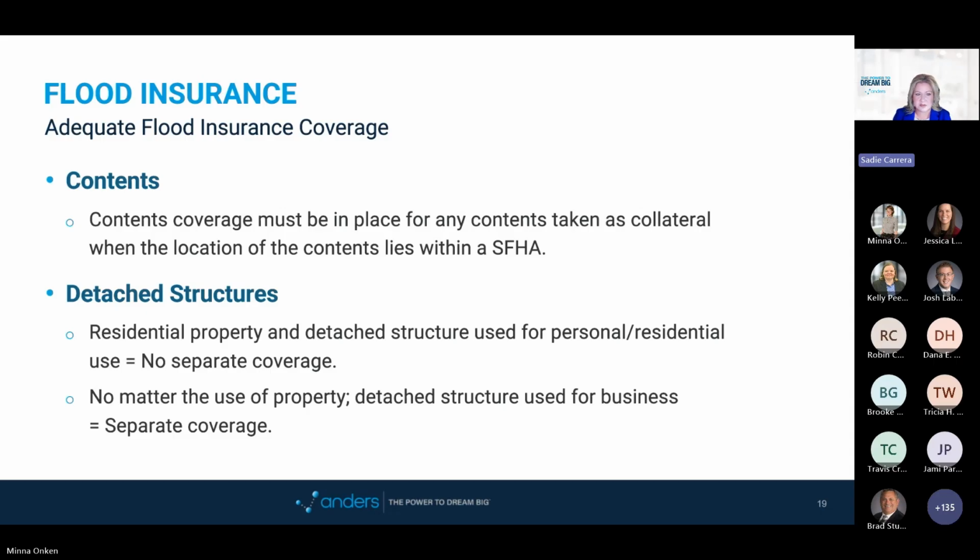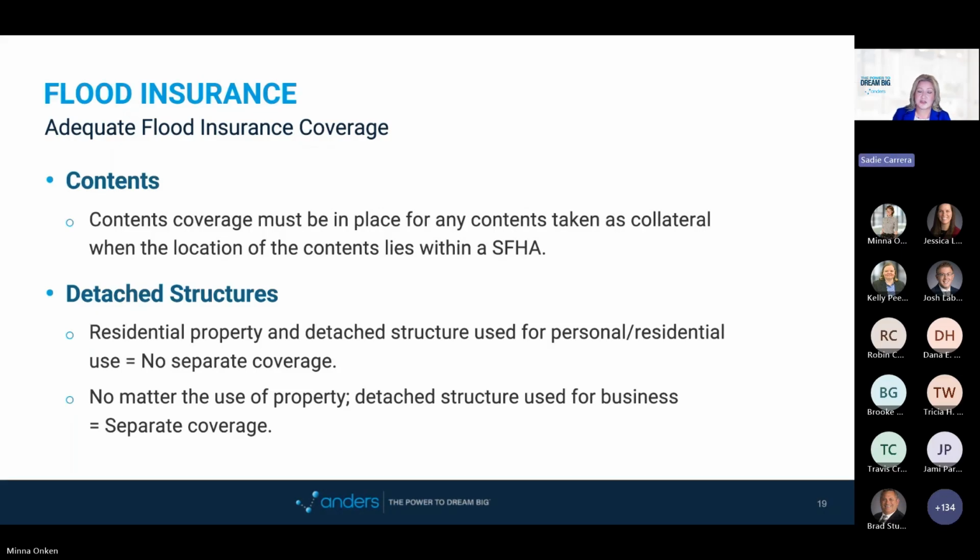Moving on to detached structures, many times creditors will just forget to document the use of a detached shed or garage that's located on a residential property because we think, oh, it's on a residential property. This detached structure doesn't need a separate flood insurance policy or coverage, which is true, but only if the detached structure is used for a personal or residential use, such as storing your private lawnmower or your personal tools. However, when a detached structure is used for a business purpose, such as using the garage to perform some overflow auto body work from their auto body shop, that's their main source of income, that would require a separate flood insurance coverage on that structure.